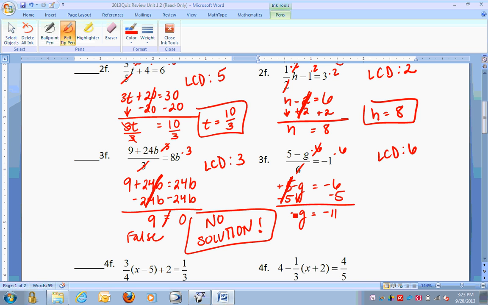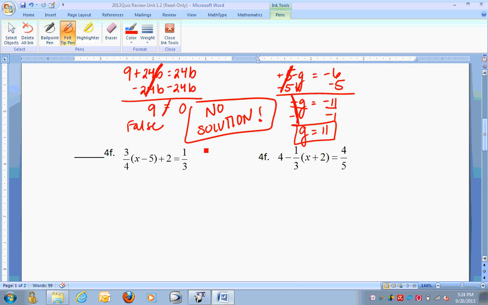Okay, so now I have to get rid of this negative sign out front, and the way I do that is divide by negative 1. This negative and negative 1 cancel, so I'm left with g equals negative 11 divided by negative 1, and that comes out to be positive 11. So my answer to problem 3F is g equals 11.